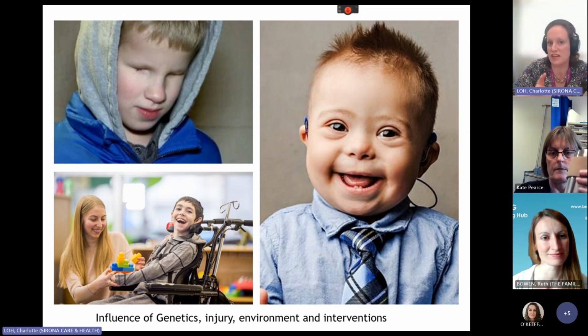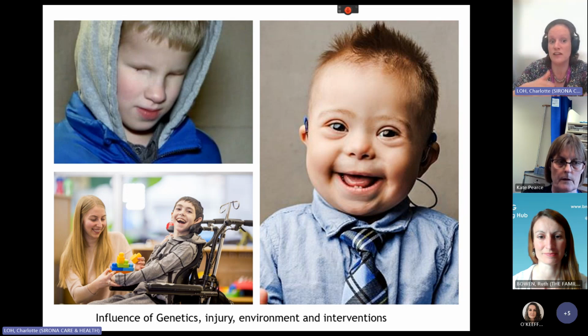And we've got the influence of genetics with underlying conditions. Injury, for example, in cerebral palsy, the vast majority are caused by insults or injuries within the perinatal period. The environment that the child's brought up in and the amount of nurturing and intentional parenting, and then the interventions that may be provided.